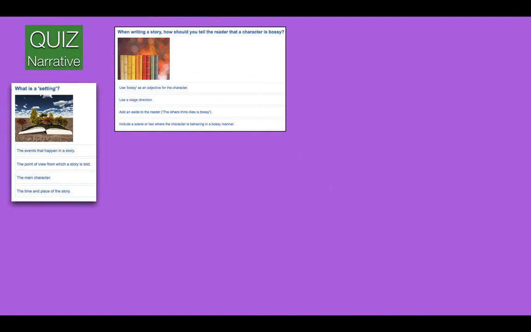When writing a story, how should you tell the reader that a character is bossy? Is it number one, use bossy as an adjective for the character? Or number two, use a stage direction? Number three, add an aside to the reader. The others think Alex is bossy. And number four, include a scene or two where the character is behaving in a bossy manner.